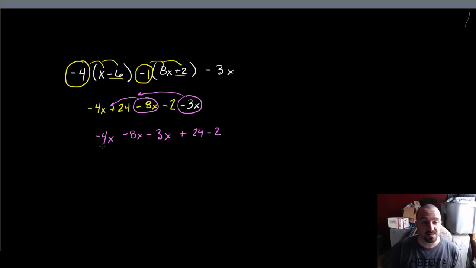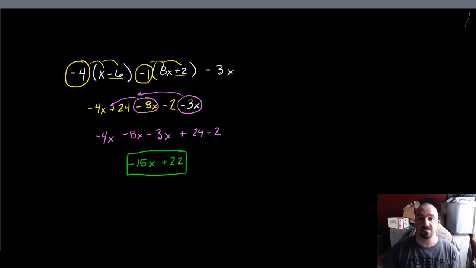Then I just combine like terms. This is like saying negative 4 minus 8 minus 3, and then take all that stuff and multiply by x. Most people just skip over that part, although it's not technically correct to do so. Negative 4 minus 8 is negative 12, minus 3 is negative 15x. Positive 24 minus 2 is a positive 22. And so this whole thing shrinks down to that.